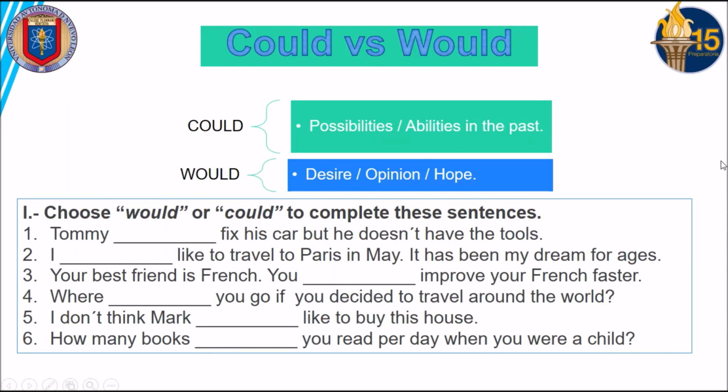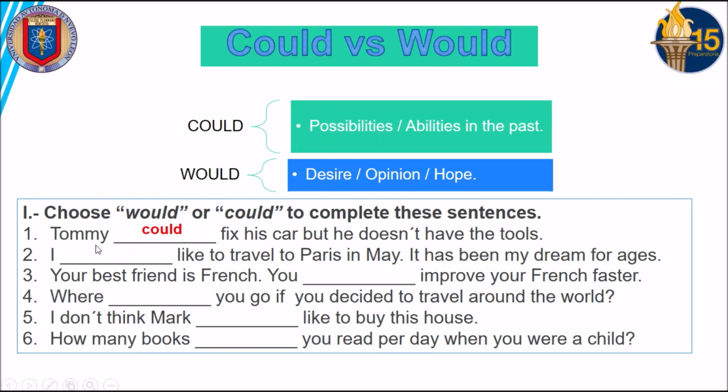The next topic is the modal could and would. The difference is that you're going to use could to express a possibility or ability in the past, and you're going to use would when you want to express a desire, opinion, or hope. So you need to complete the sentences using the correct option. The first one says, Tommy fixed his car, but he doesn't have the tools.